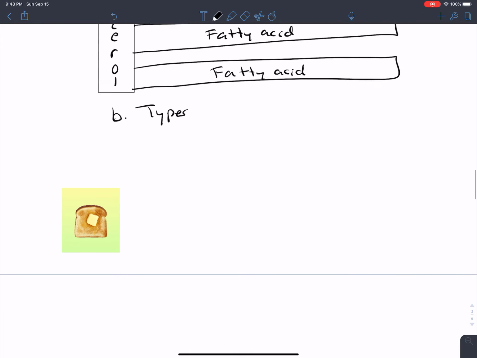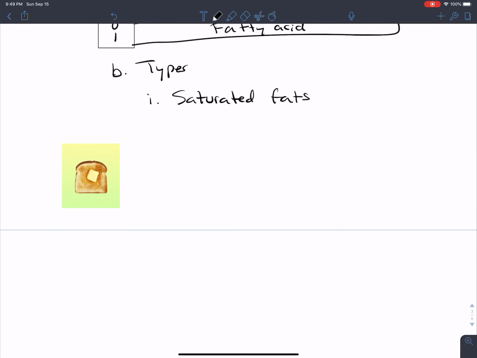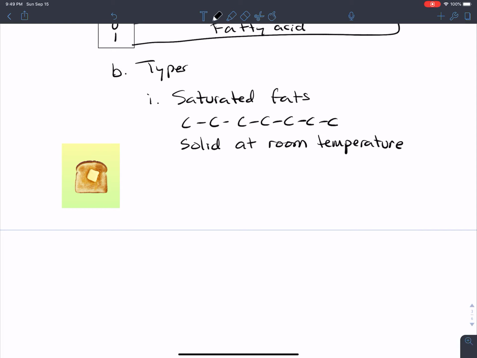The types that maybe you've heard of are things like saturated fats. Saturated fats are usually thought of as the ones that aren't so great for us. They're long chains of carbon atoms hooked together like this, and they are usually solid at room temperature. Examples include butter, shortening, and animal fats, like a greasy hamburger.